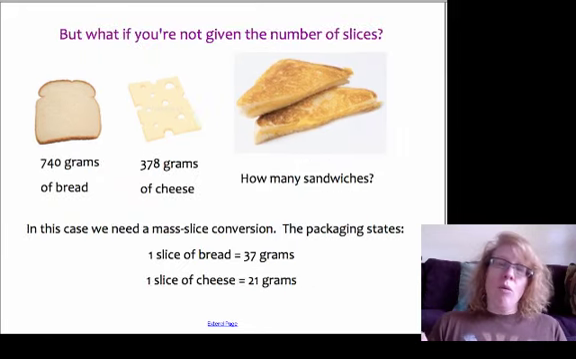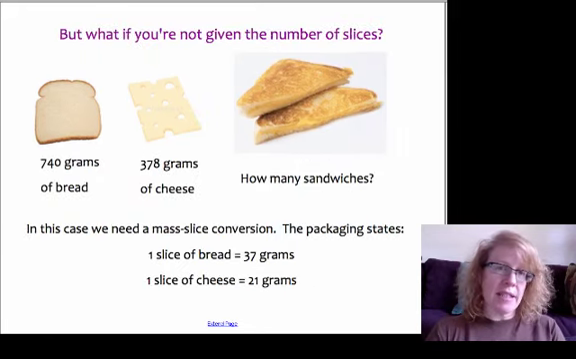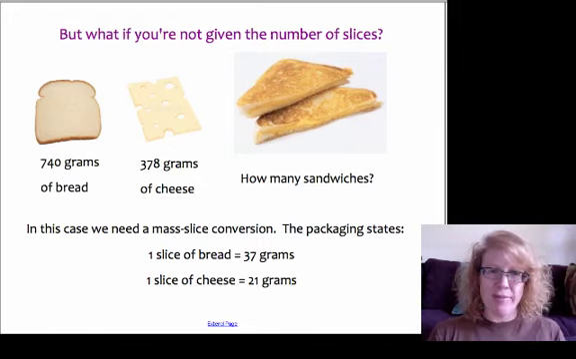So what happens if we're not actually given a number of slices? I don't remember what it was in the last one, if we had 24 pieces of bread and 18 pieces of cheese, something like that. But what if you weren't given a number of slices? What if you're given masses instead? Because this is really more like what happens in chemistry. So what if we said you had 740 grams of bread and 738 grams of cheese? How many sandwiches could you make?